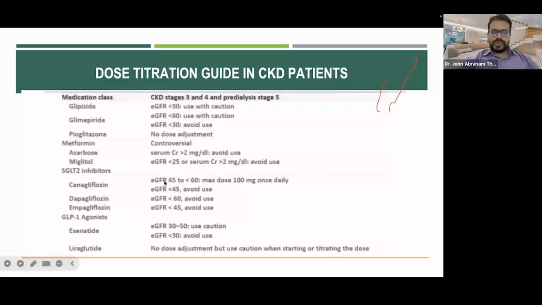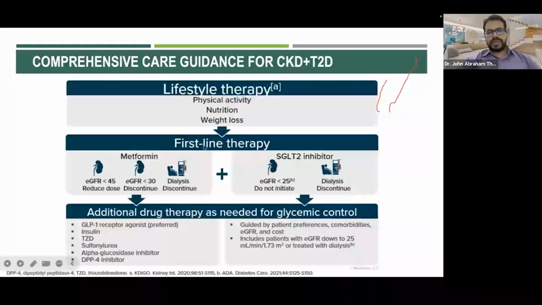Then SGLT2 inhibitors: you can use canagliflozin for eGFR 45 to less than 60, and less than 45 you avoid use. Dapagliflozin, if the eGFR is less than 20, it's not 60, it is less than 20, you avoid use. Empagliflozin, again, less than 45 you avoid. Up to 30 is okay. Exenatide, eGFR 30 to 45, use caution. Liraglutide, there is no dose adjustment, but caution when you are starting or titrating the dose.